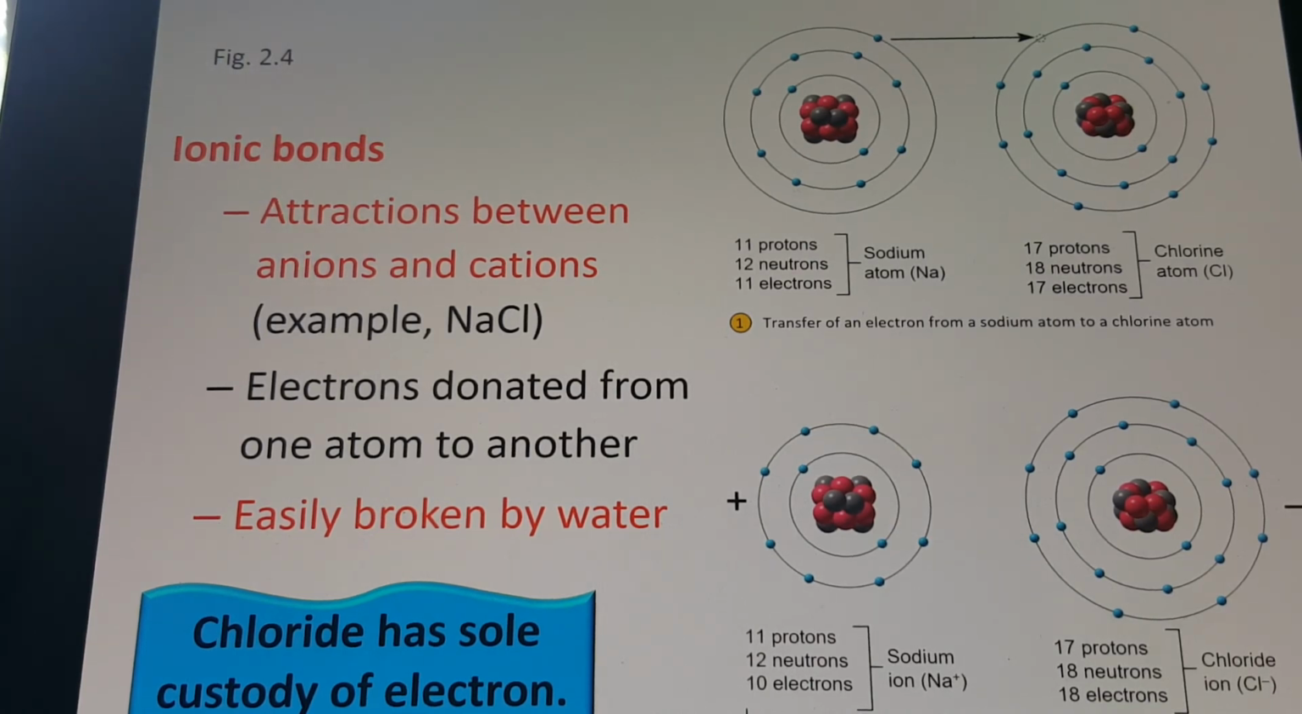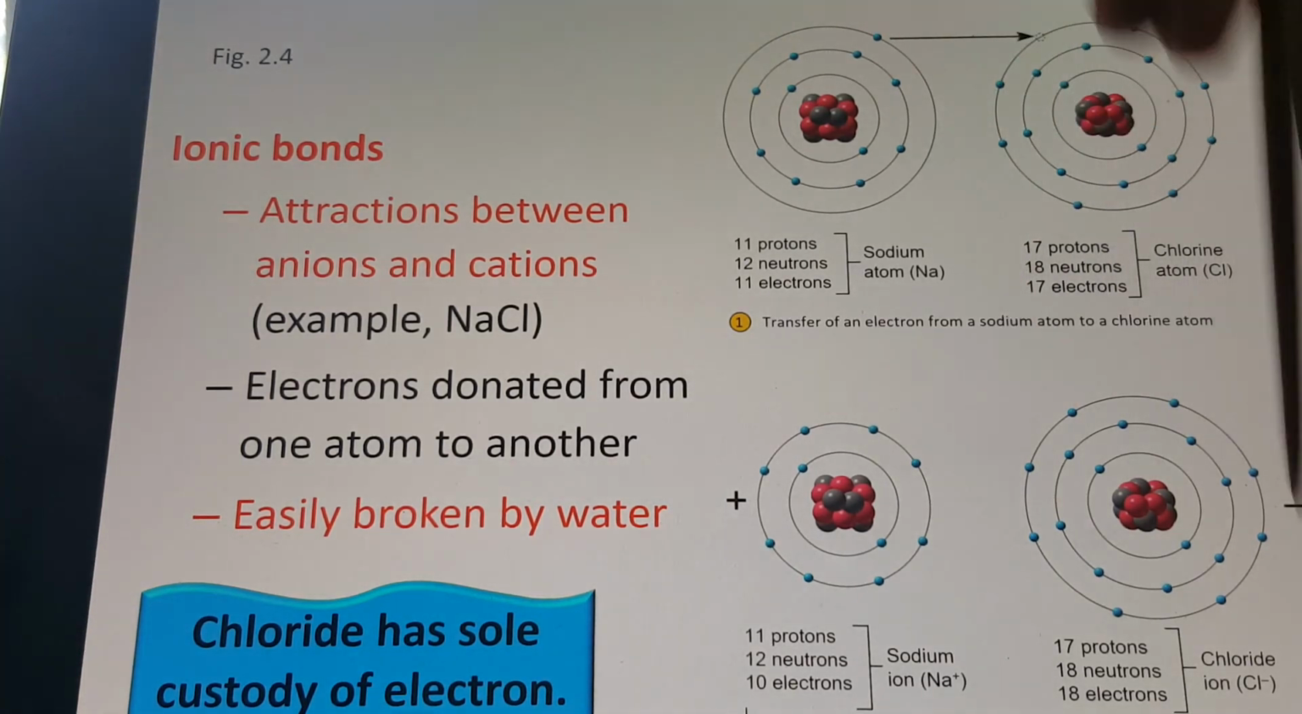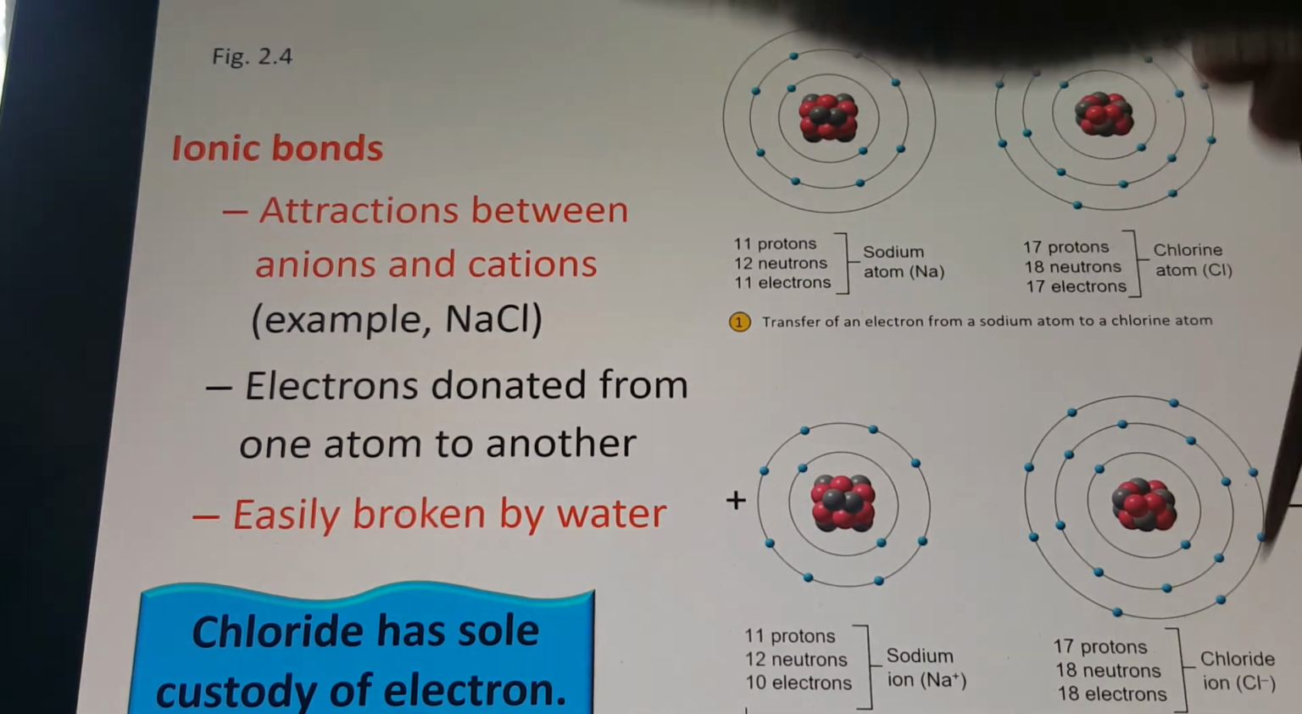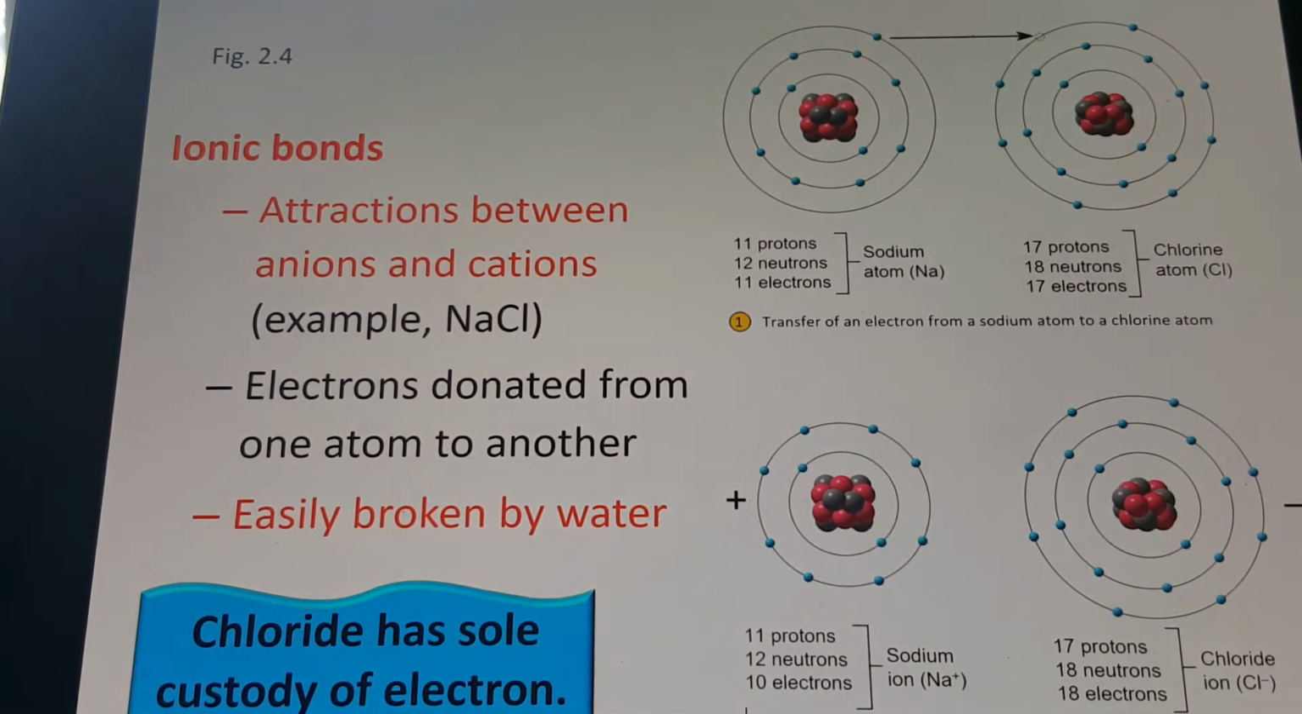This type of bond is easily broken by water. So again, in this case, chloride has the sole custody of the electron. So it's going to stay around that nucleus and orbit there. It's not going to go back to sodium because everyone is nice and happy.